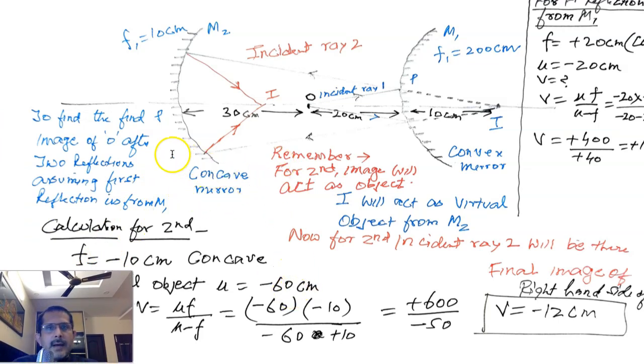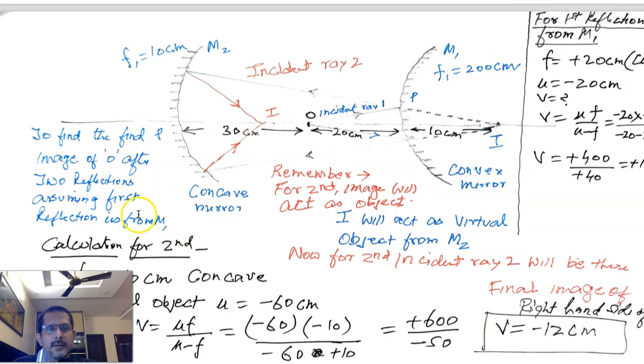Now let's try to attempt this question. This question says to find the point P, image of O after two reflections, assuming the first reflection is from M1. So this is the setup which is given to us.